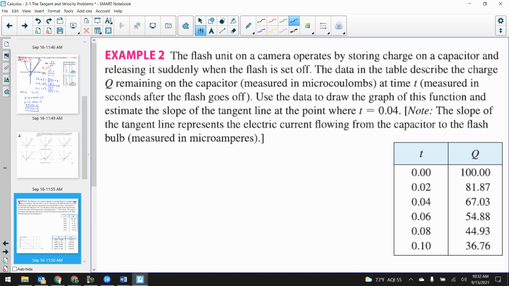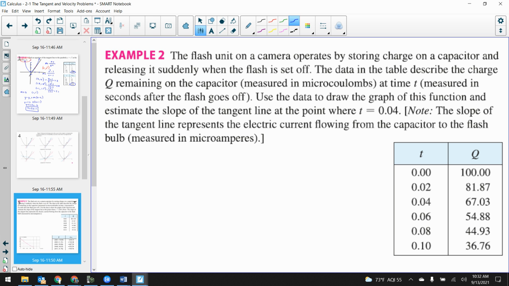This is another example. I don't love this example, but I wanted to show you one that was a little bit more real life here. The flash unit on a camera operates by storing charge in a capacitor and then suddenly, instantaneously releasing it to set off the flash. Okay, that bulb, it stores up that energy, stores up electricity, and then, boom, at that moment that we want to snap the picture, it sends it to the bulb and that makes it go off really bright.